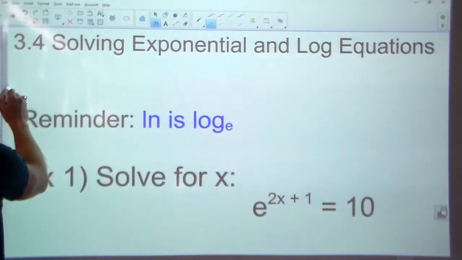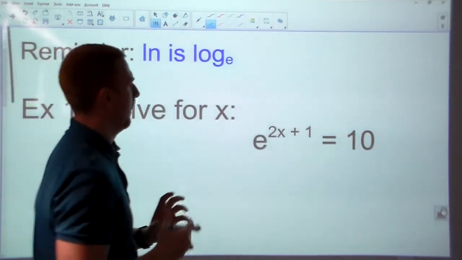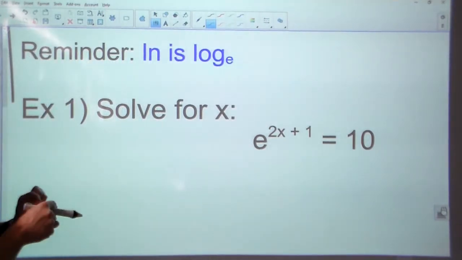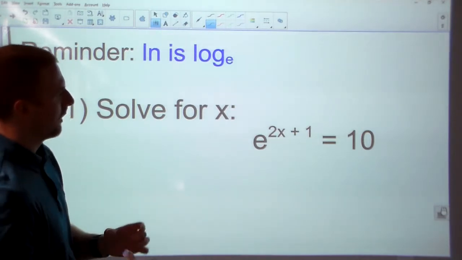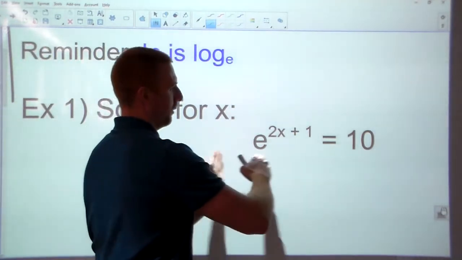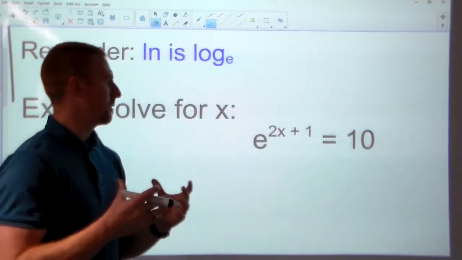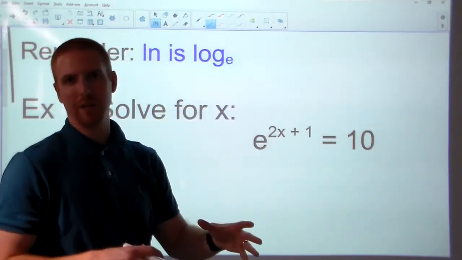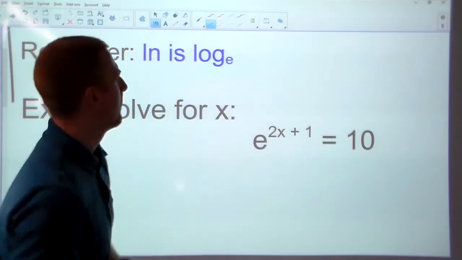Now I'll help you with this first example, where I'm going to ask you to solve for x. It's e to the 2x plus 1 equals 10. So you could think about rewriting it as a logarithm, or you could think about taking the log of both sides. So I'm going to show you both, and I'm also going to write that log base e for this one, but I won't keep doing that. I just want to make sure that I really drive that point home.